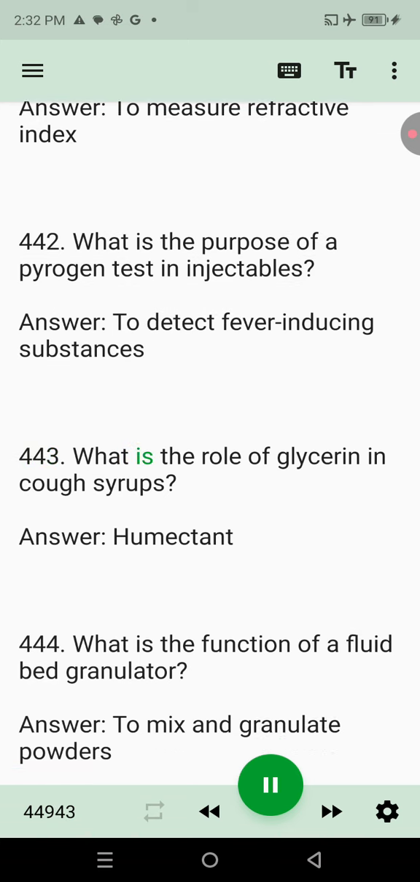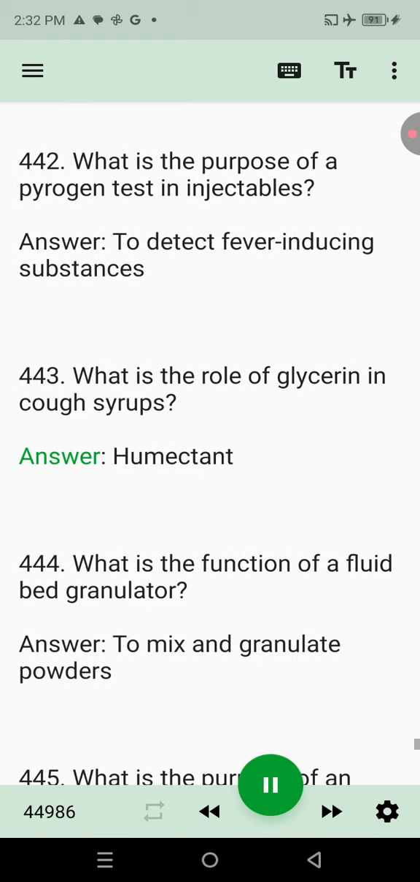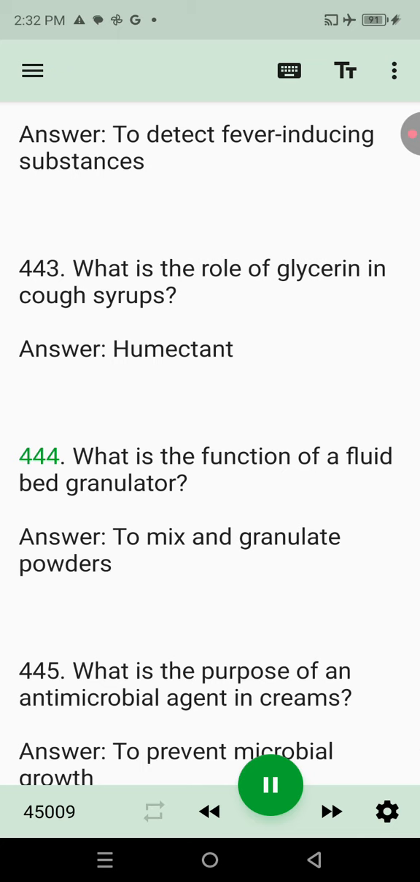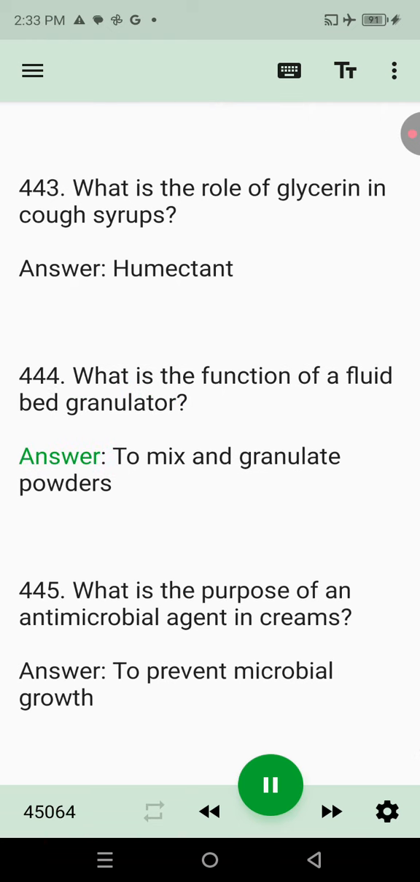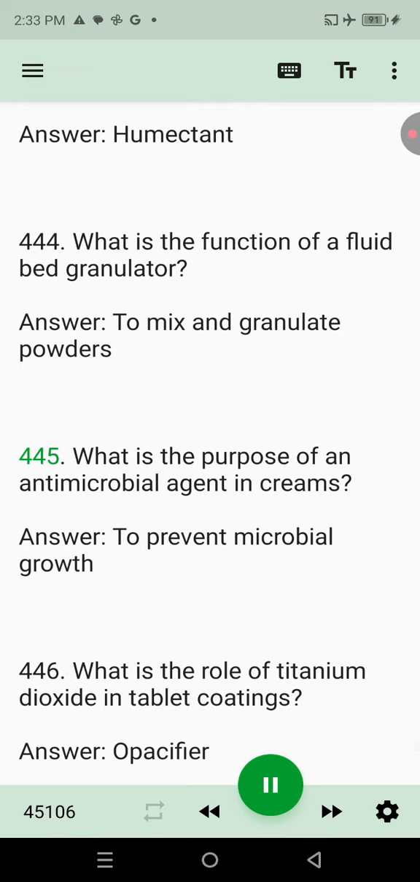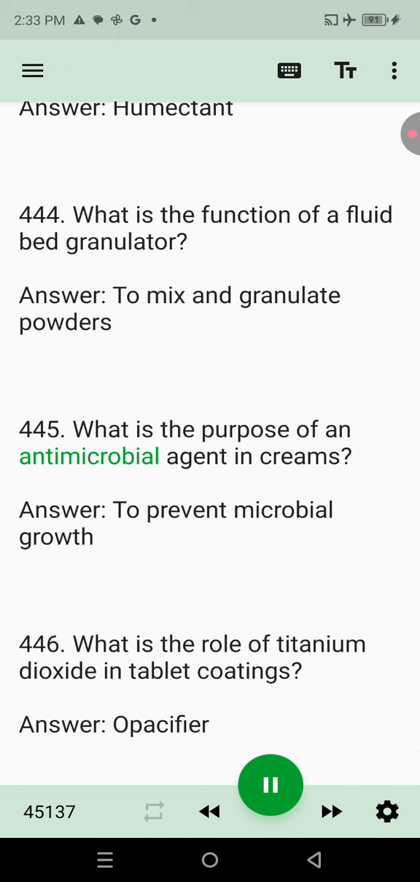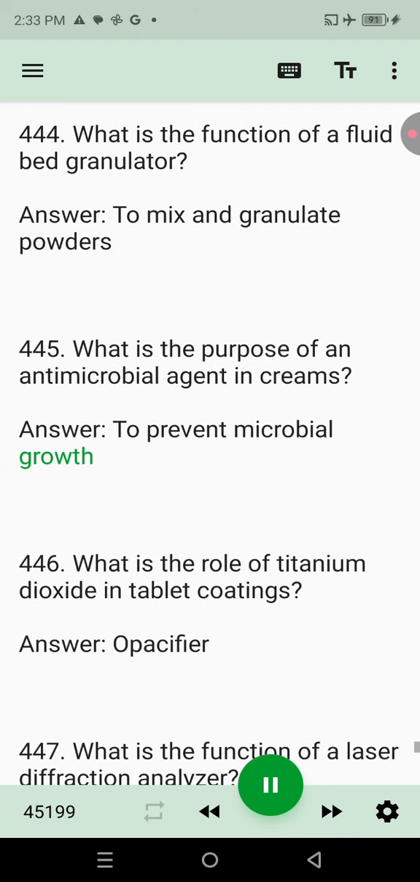443. What is the role of glycerin in cough syrups? Answer: humectant. 444. What is the function of a fluid bed granulator? Answer: to mix and granulate powders. 445. What is the purpose of an antimicrobial agent in creams? Answer: to prevent microbial growth.